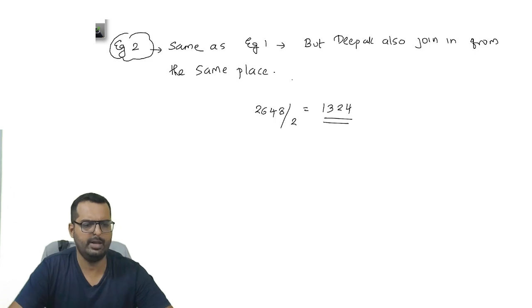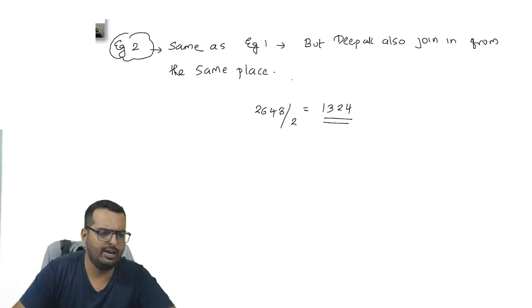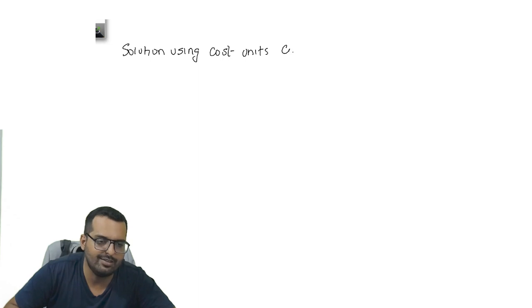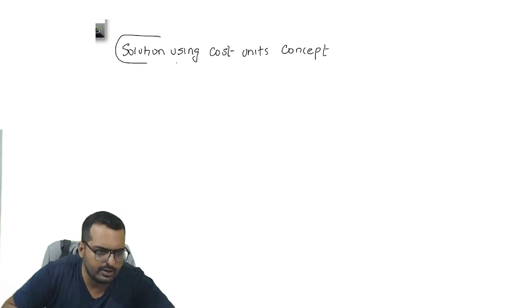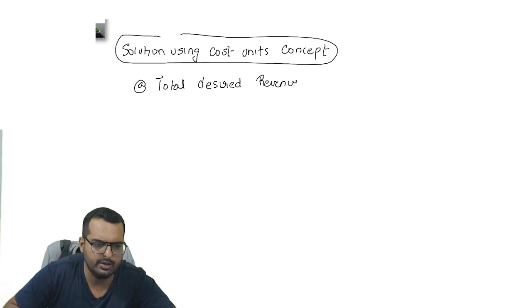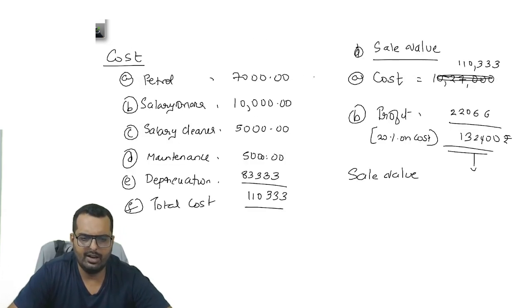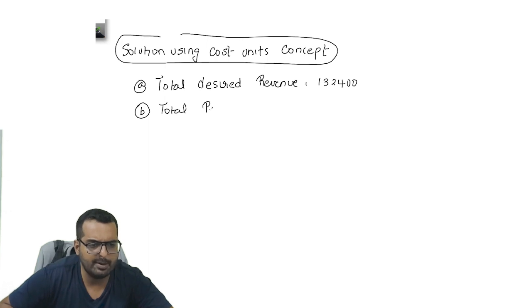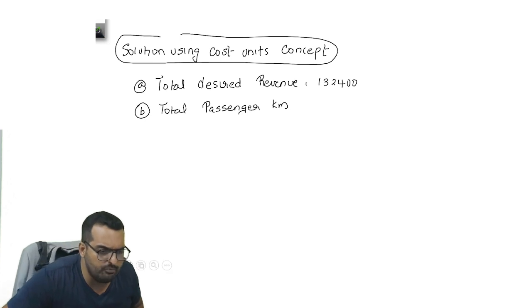Listen very carefully. Ideally, how we should do it is we should write down the solution using the cost units concept. Now, this is a new concept which I want to teach you. Listen very, very carefully. What was the total desired revenue that you had over here? Was it 1,32,400? Correct? I will now use a concept called total passenger kilometer. This is a new term which I am teaching you right now.